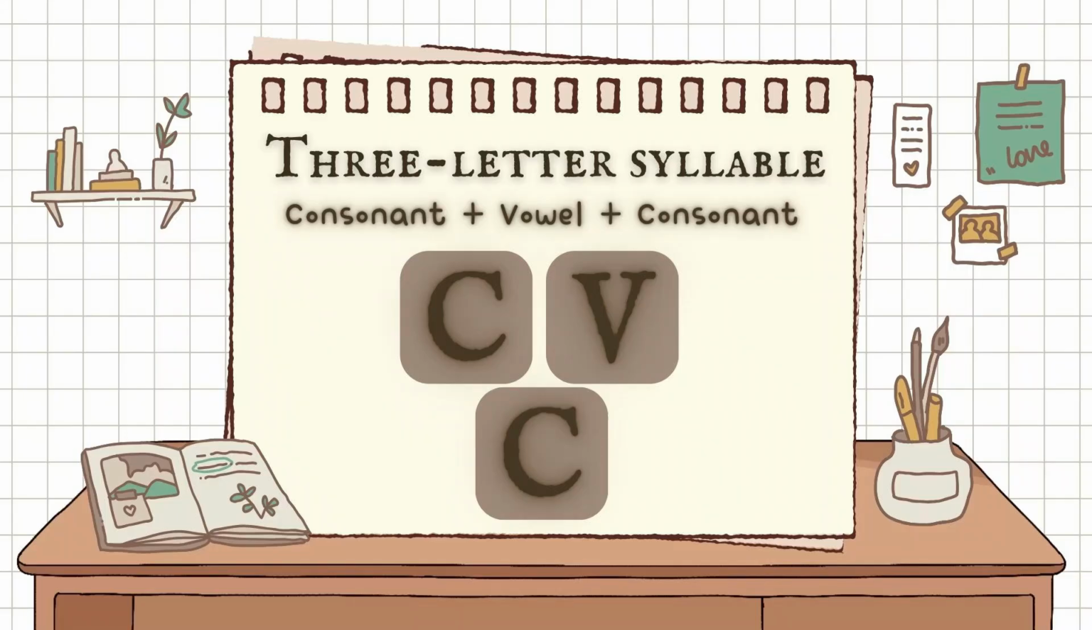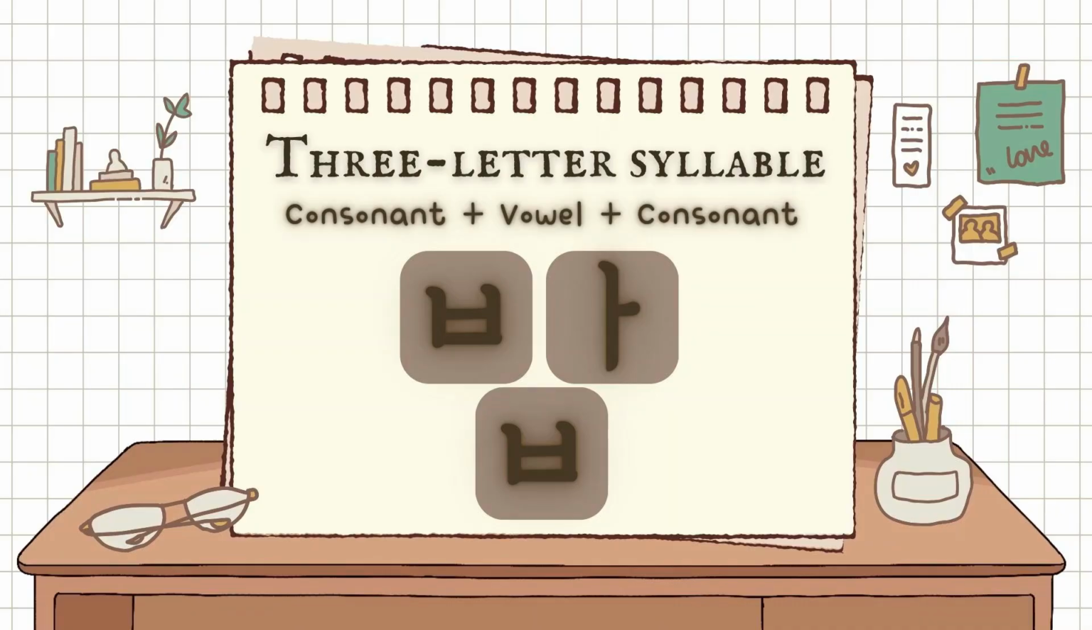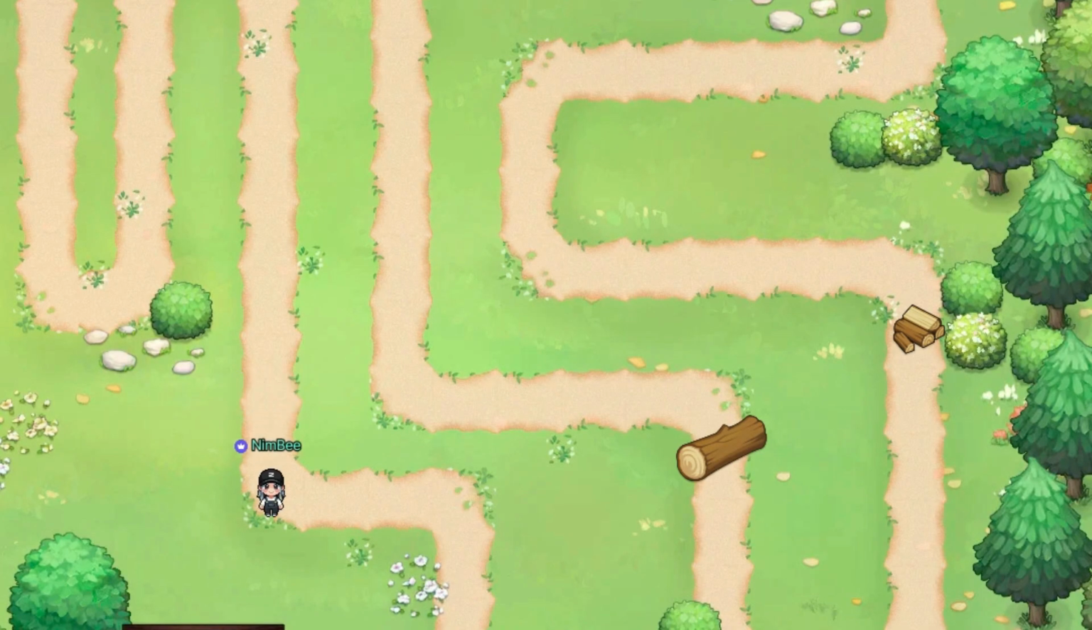Here we have a 3-letter syllable, consonant, vowel, and another consonant. In a Korean word, at least we have to have a consonant and a vowel. This is the first form of a 3-letter syllable, as Dory explained. Look at the example. The example is pop, pop. A consonant, a vowel, and another consonant, which is called the final consonant. Okay?